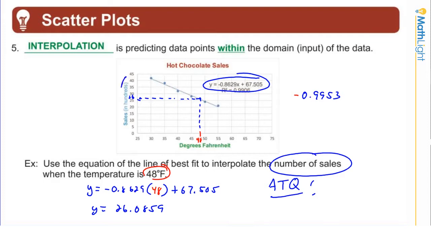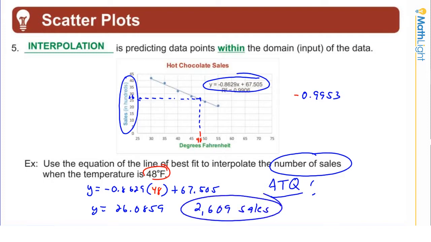Well, look at your scale, and it says in hundreds. So you better take this 26.0859, and you better multiply it times 100, right? And now you're going to get 2,608.59. You're going to have to round off, right? Because technically you're really going to get a point sale. So I would round that off to 2,609 sales. Makes sense?